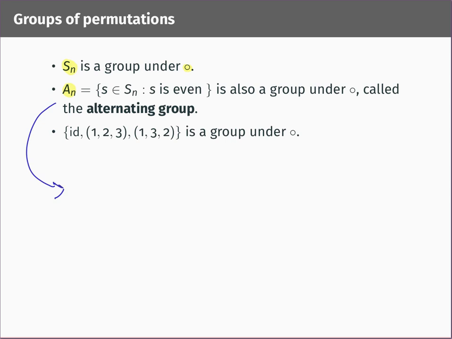First of all, we need to know that composition really is a binary operation on A_n. If you have two even permutations, say A and B, then you know that when you compose two even permutations, the result is again even.